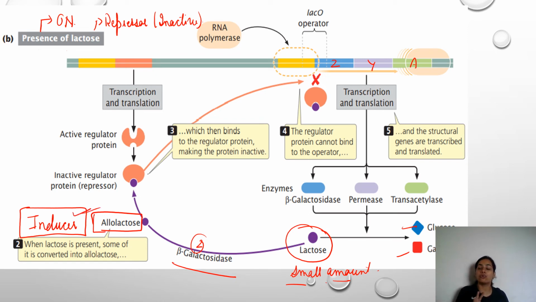Always remember, if you don't have the option of allolactose in the question, you can tick lactose as the inducer in the Lac Operon. But if you have the option of allolactose, always go to the allolactose. So allolactose is the inducer.